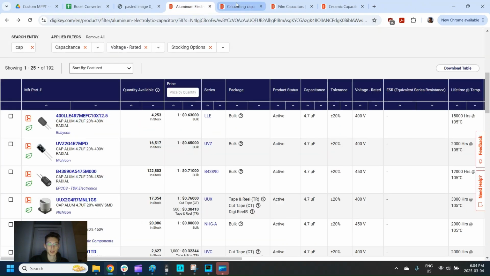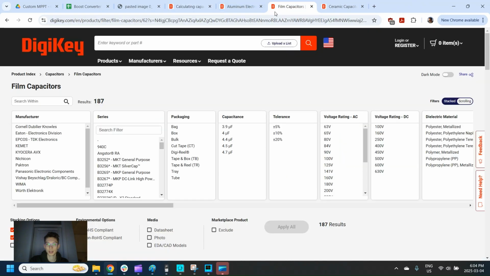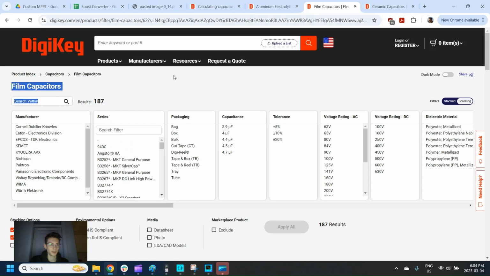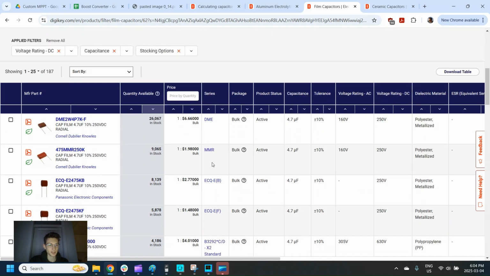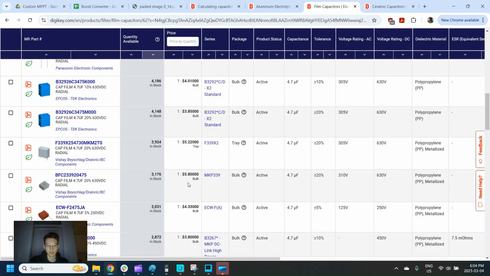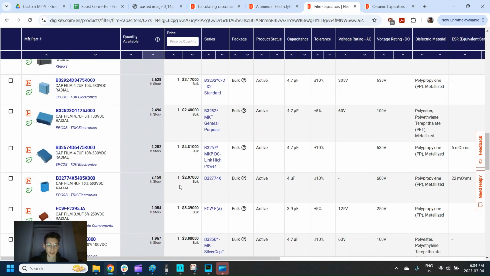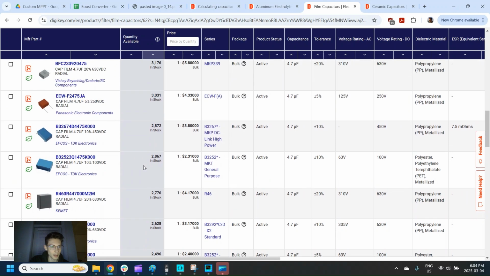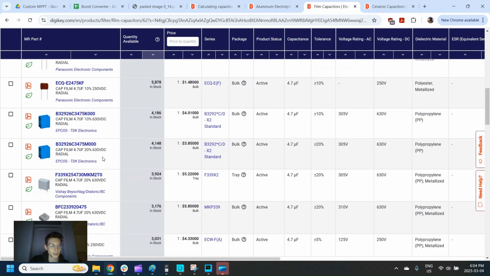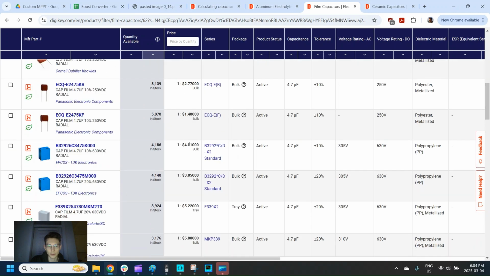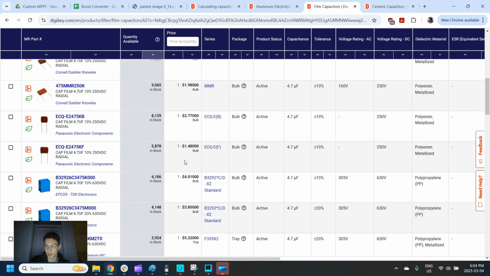So for plastic film capacitors, I've gone here. On DigiKey, they're called film capacitors. In stock, voltage rating from 100 plus, capacitance 3.9 to 4.7. We have a good amount of options, but instantly it becomes obvious that these are more expensive. That might be okay if we're only using a couple. They're all a range of voltages, again with very high voltage ratings, and they're a little bit more expensive, but they're not going to break the bank.